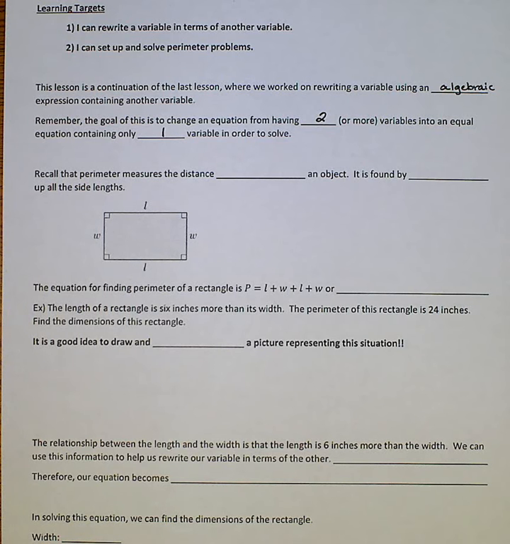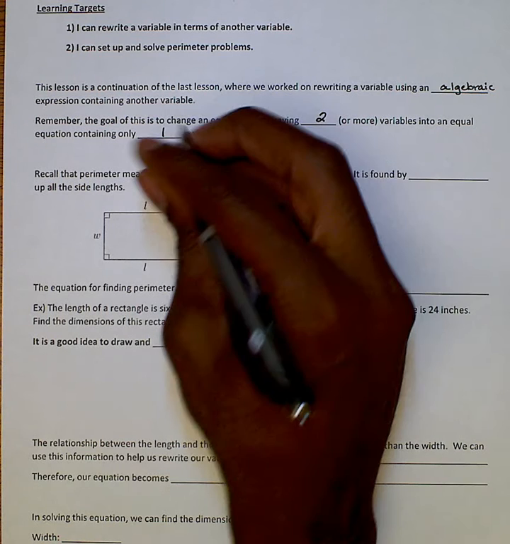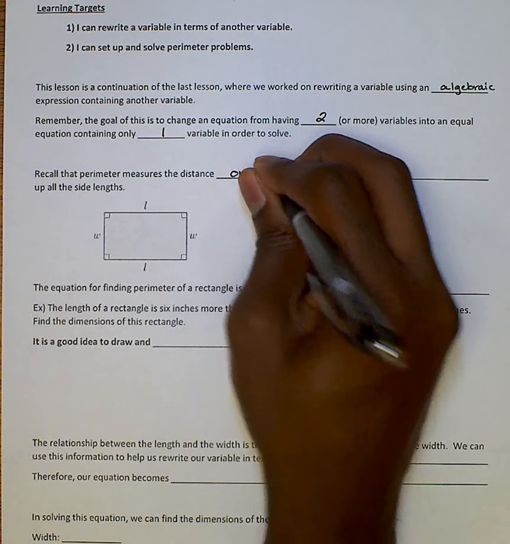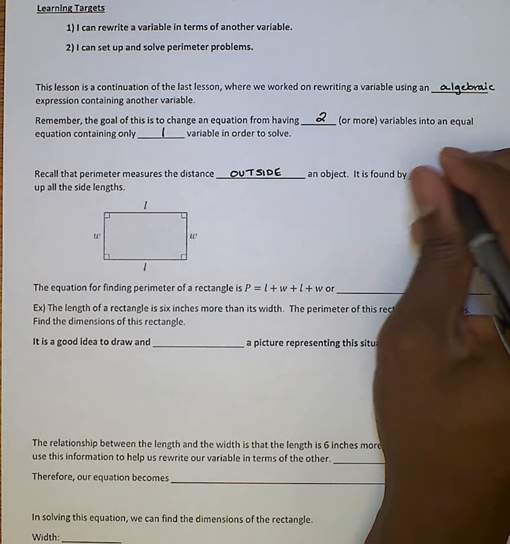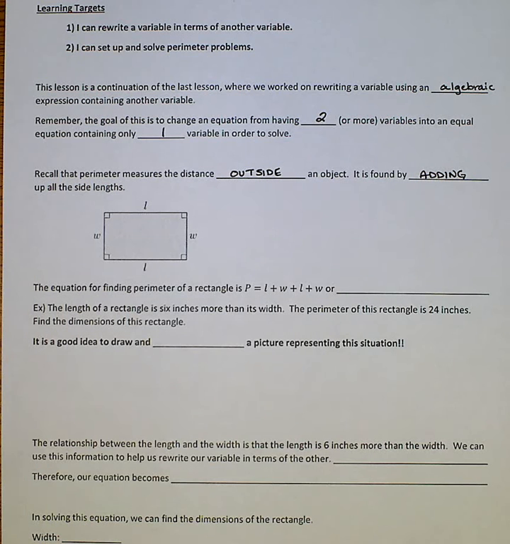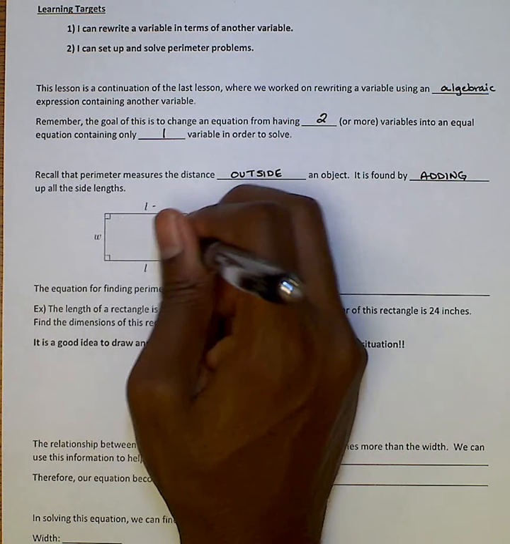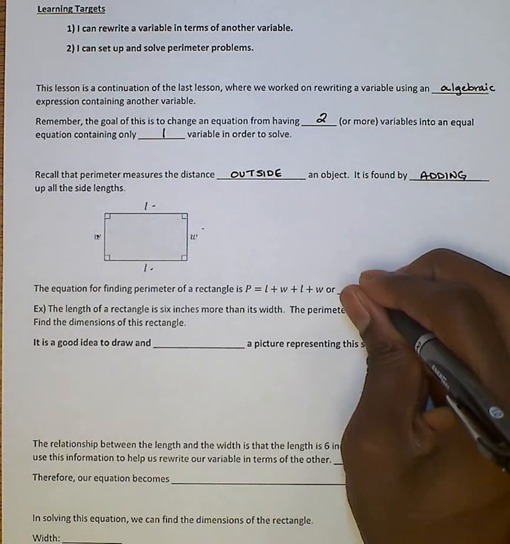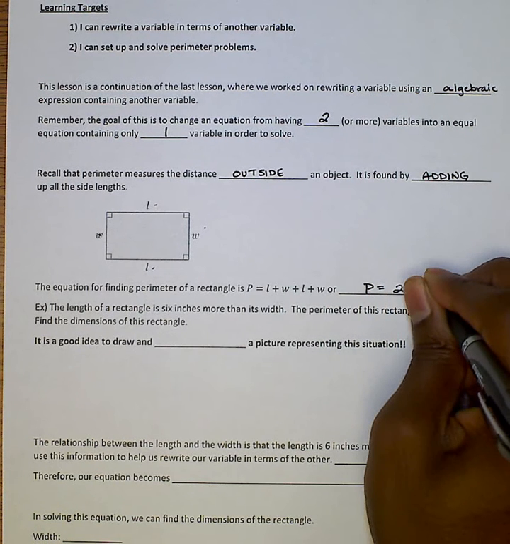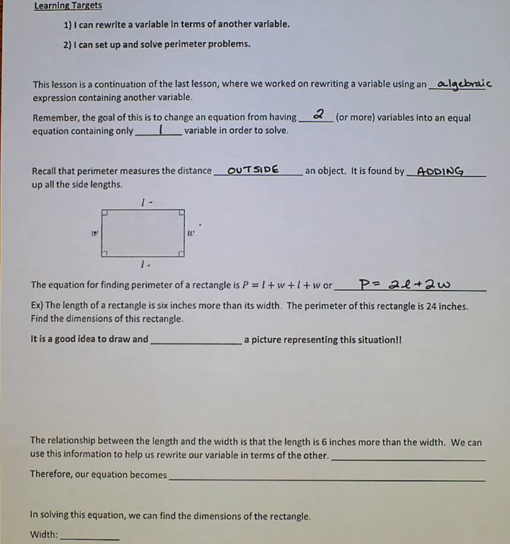Recall that the perimeter measures the distance around an object. It is found by adding up all the side lengths. So the equation for finding the perimeter of a rectangle is P equals L plus W plus L plus W, adding all four sides. Or you can say P equals 2L plus 2W, and that's just by adding your like terms together.